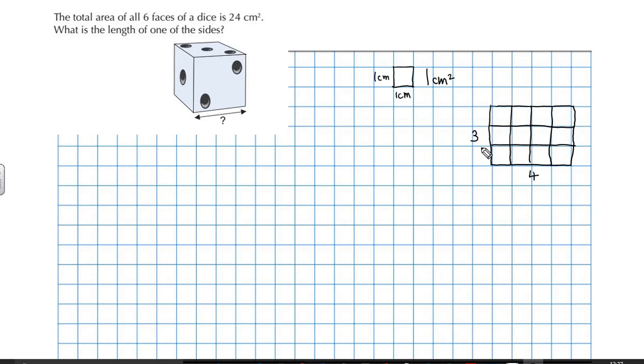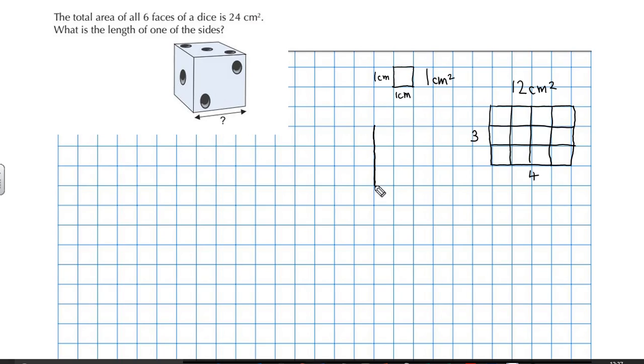If I multiply 3 by 4, 3 times 4 is 12. I think this is 12 centimeters squared. Now let's just check that by counting. 1, 2, 3, 4, 5, 6, 7, 8, 9, 10, 11, 12. I'm right. Fantastic. Let's have a look at what happens when it's a square.